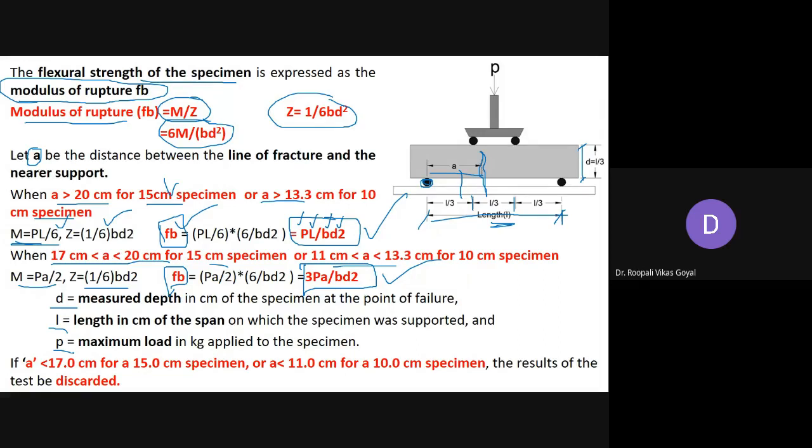Now the third condition: if your a is less than 17 centimeter, meaning very close, nearer to your support, that is the third case. So this is your first case, this is your second case, and this is your third case. If your distance a is very near to your support, less than 17 centimeter for a 15 centimeter specimen, or less than 11 in case of a 10 centimeter specimen, the results of the test are discarded. It should not come so close. Your result is not good. Again you have to cast the specimen and do the testing. Okay, so this way you have to carry out the flexural strength test of concrete.